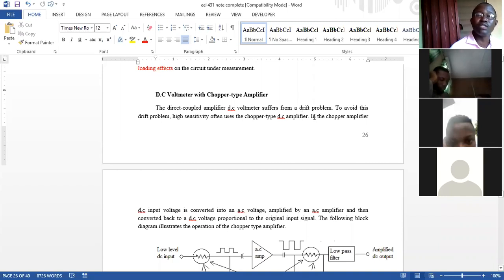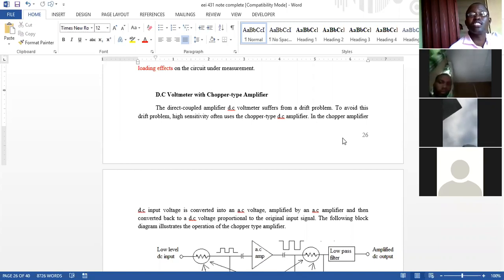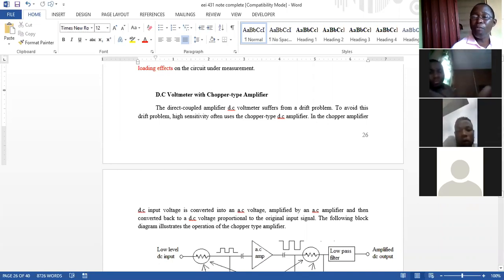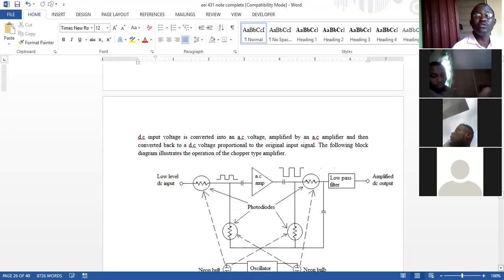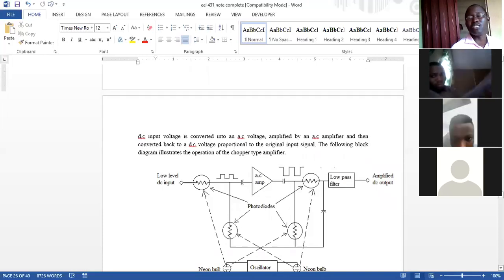So the DC voltmeter that uses a chopper type amplifier is devised naturally in order to overcome the problem that the ordinary DC voltmeter with direct coupled amplifier encounters. So in the chopper type amplifier, the input voltage that you are measuring is converted into an AC voltage. Gentlemen, are you with me? You are going to measure a DC voltage, but internally the device is going to work on AC first. So your DC voltage is being converted into an AC voltage internally.